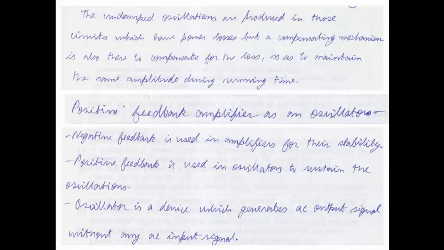The same way, as we'll see way ahead when we discuss Barkhausen's criteria, initially we'll try to increase the oscillations until we reach a particular optimum value of amplitude, and as soon as we get that optimum value of amplitude, we'll try to sustain the oscillation.